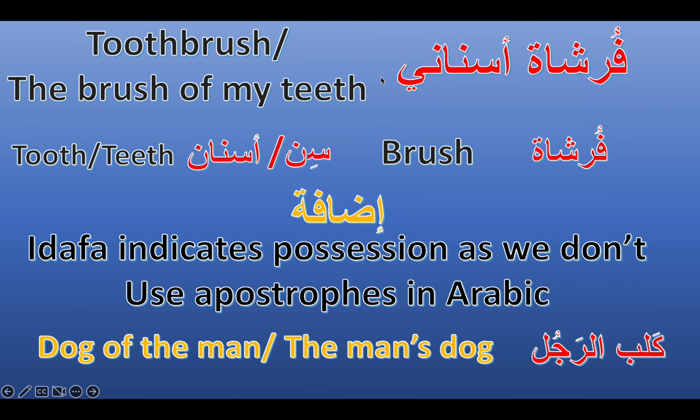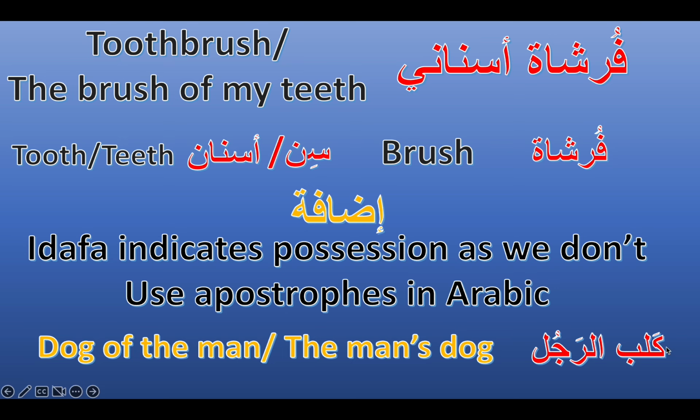فرشة أسناني. This literally translates to the brush of my teeth, because in Arabic we don't have apostrophes. So فرشة, brush, sin is tooth, asnan is the plural teeth. So what this construction is here, فرشة أسناني, is something called an idafa in Arabic, which indicates possession, as there's no apostrophes in Arabic. Another example would be كلب الرجل, the man's dog, or literally the dog of the man. But in Arabic, we have to express it like this way.